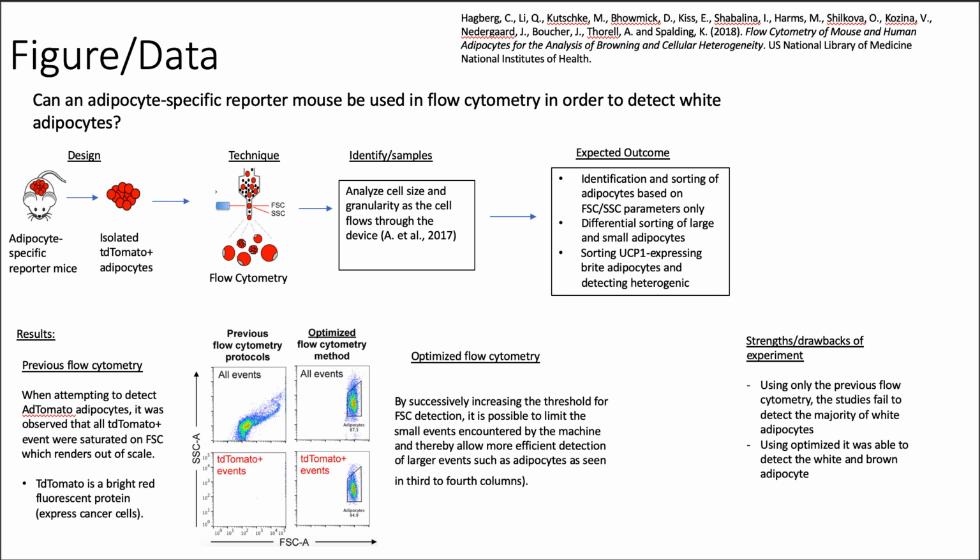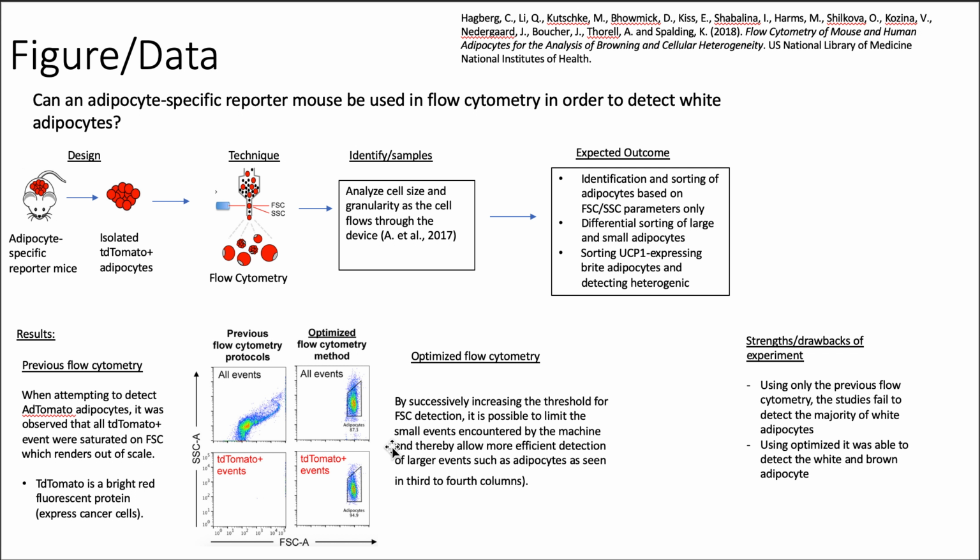So for the optimized flow cytometry, when looking at the second column, we see that by successfully increasing the threshold for the FSC detection, it is possible to limit the small events encountered by the machine and thereby allow a more efficient detection of larger events, such as adipocytes, as seen in the third and fourth column. If we look at the arrows on the X, on the top right of the graph, we see that it's basically between the third and the fourth column.